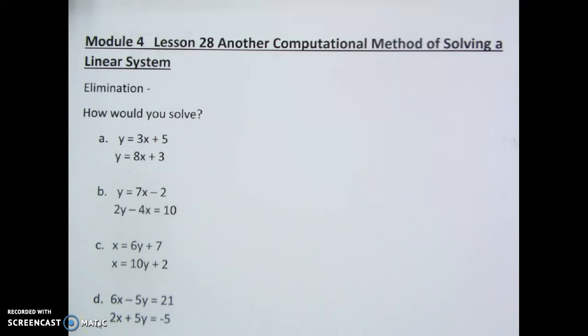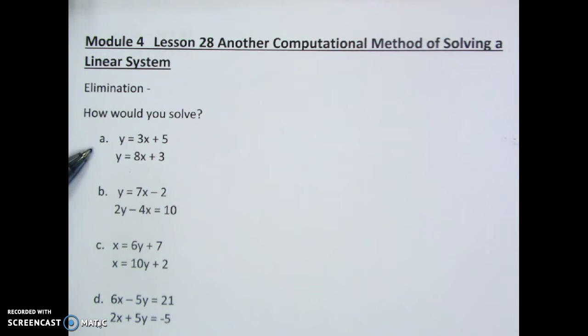Module 4, Lesson 28, another computational method of solving a linear system. We've talked about graphing linear equations and finding the point of intersection. We've talked about solving systems by substitution. Third method is called elimination. So let's look at each of these four problems and figure out how we would solve them.